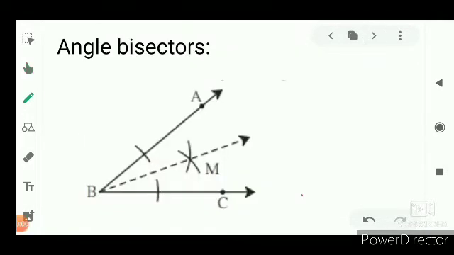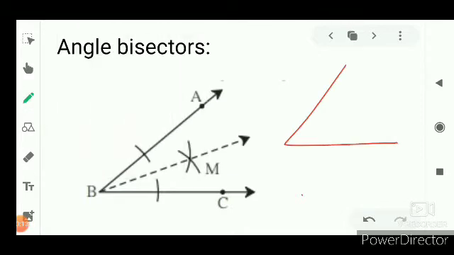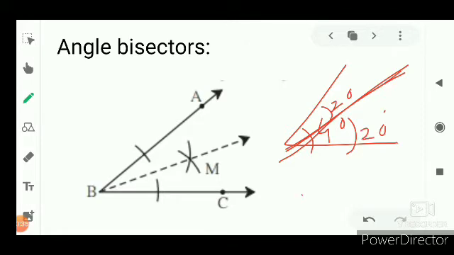Let's see how to draw the angle bisectors. Angle bisector is the line that bisects or cuts the angle into two equal parts. For example, if this is your angle of 40 degree, then the angle bisector is a line which divides this angle into two equal parts. That is, this line will divide it into two equal parts, 20 degree and 20 degree. Clear? Now let's see how to draw the angle bisector.